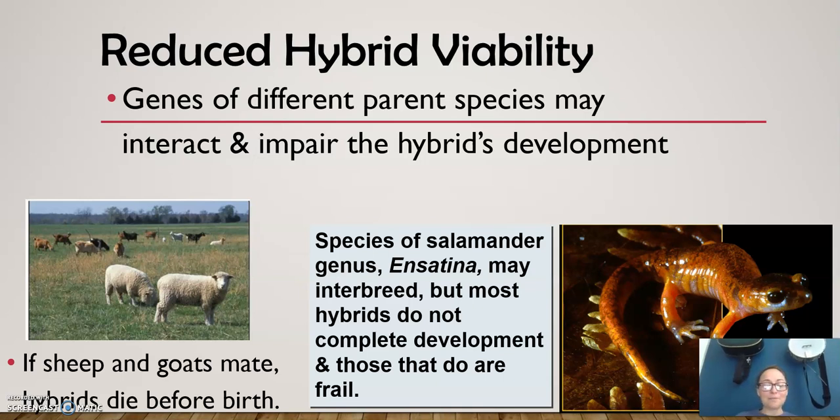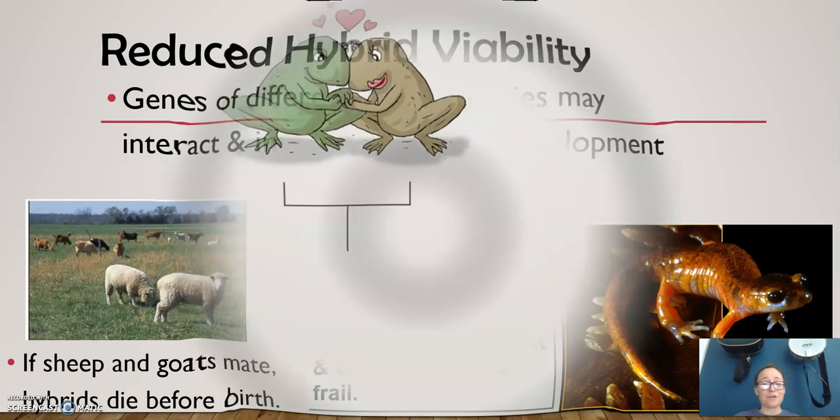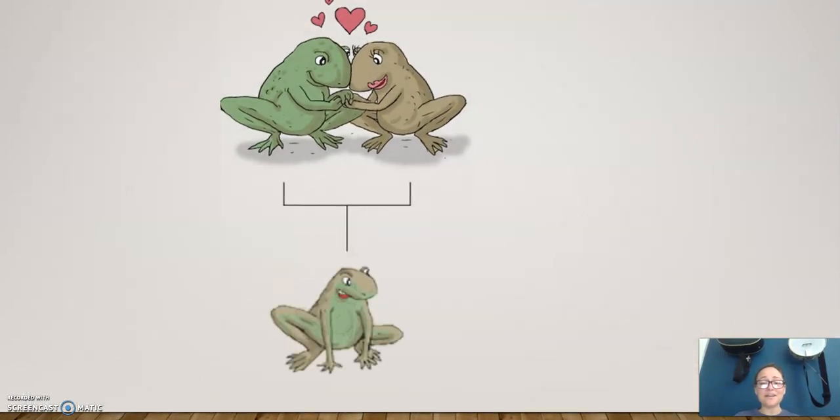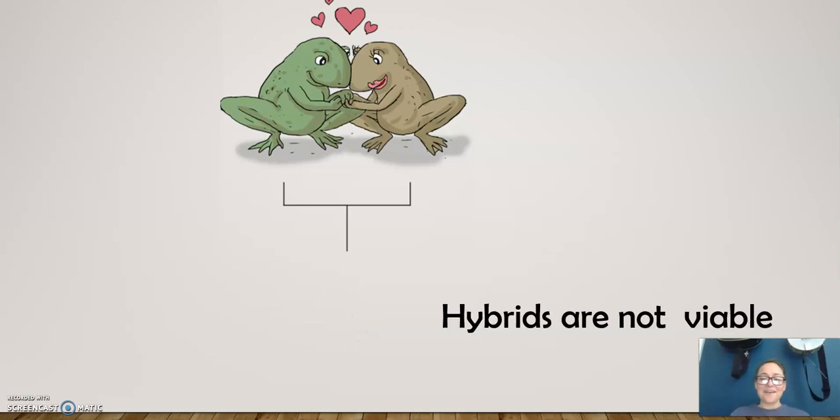Same thing is happening here with these salamanders. Hybrids may form, but they do not complete development. And if they do, they're super frail and won't survive to adulthood. So remember, the hybrid is not viable. It may form, but it's not going to develop correctly. So here you have a weak or not viable hybrid.